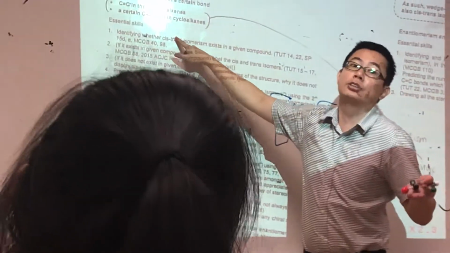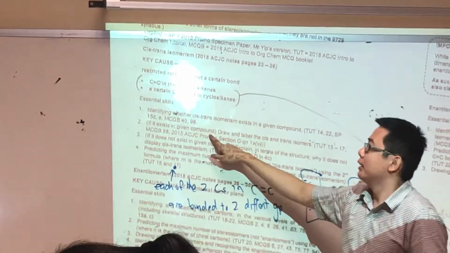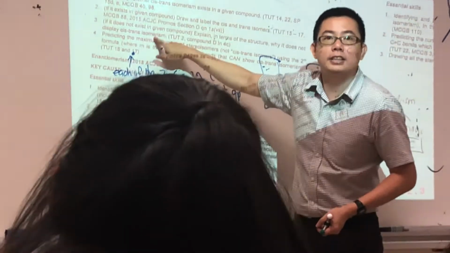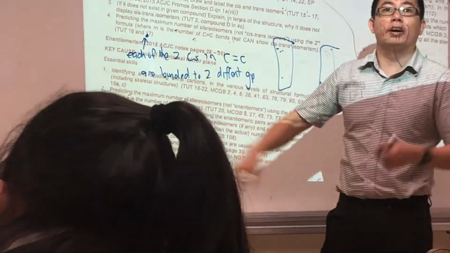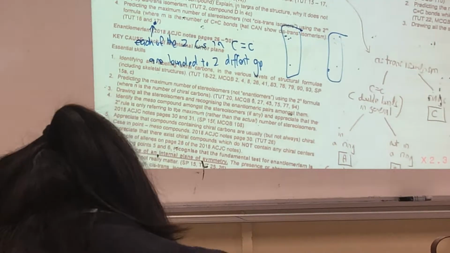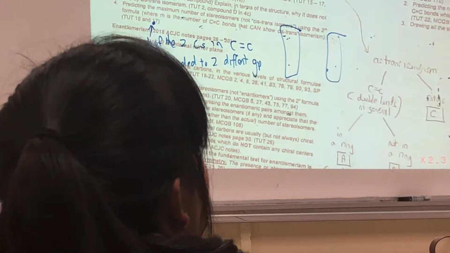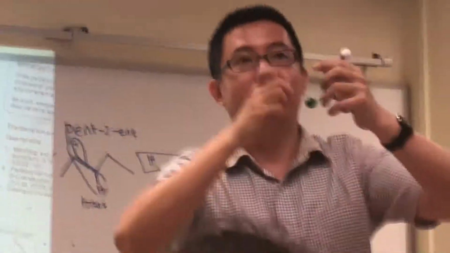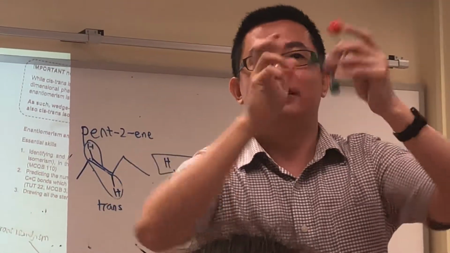Actually, implicitly it's also skill 1 now, correct? If it doesn't show cis trans, then what? You need to explain why it doesn't show cis trans. This guy doesn't show cis trans, sorry, I need to plug back. This guy doesn't show cis trans because of the carbon pointing down. The black guy pointing down.